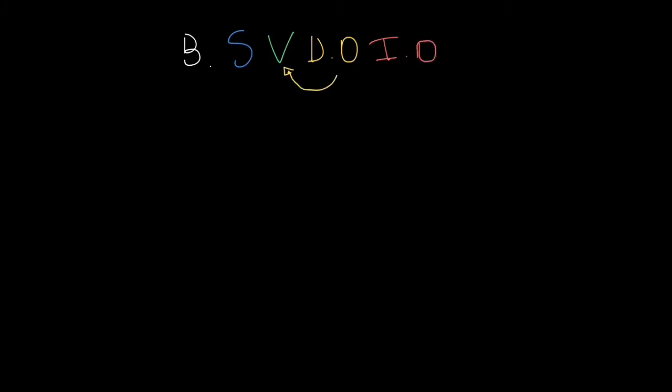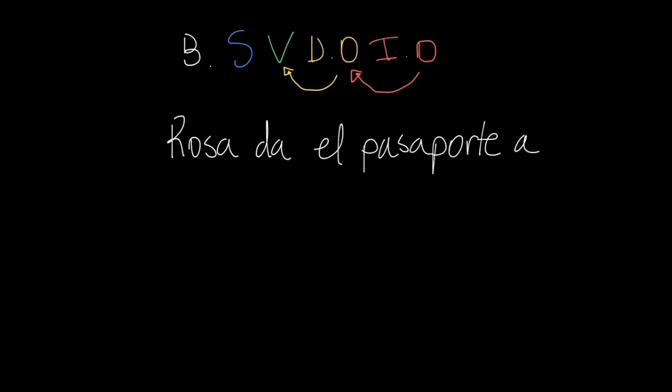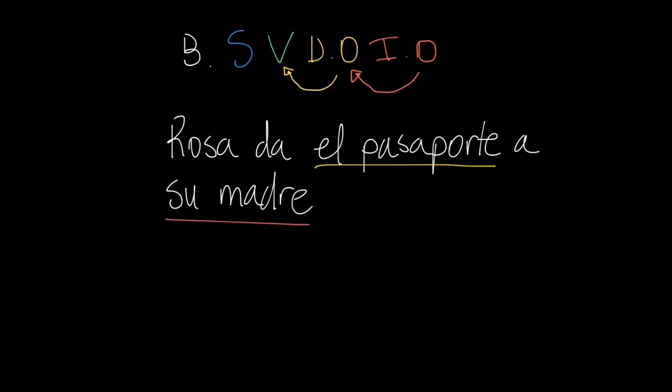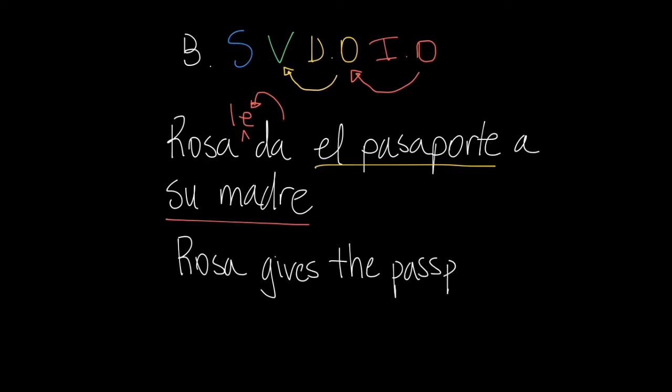Let's take a look at another type of sentence, and in this one, we're going to introduce an indirect object. Notice that the direct object always goes next to the verb, and the indirect object always goes next to the direct object. So if I look at the sentence Rosa da el pasaporte a su madre, el pasaporte is my direct object, and su madre is my indirect object. As a result, I need to have the le before the verb. In English, it will be the equivalent of Rosa gives the passport to her mother.